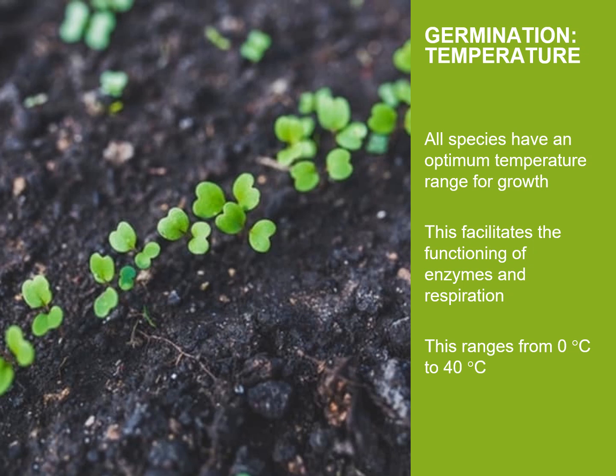Thirdly is temperature. So all species have an inbuilt threshold for temperature sensitivity and what's considered optimum for any given species. And this facilitates the functioning of enzymes and respiration in the given environment in which that crop has evolved or has been bred to grow. So this generally ranges from 0 degrees centigrade all the way up to 40 degrees centigrade.